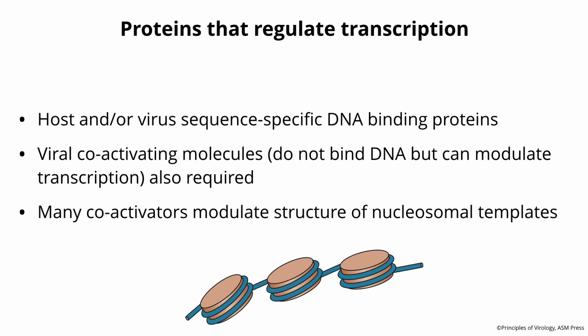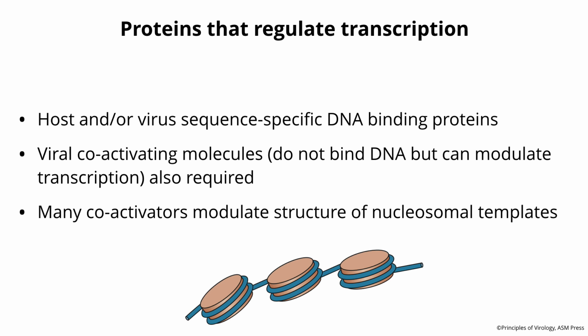There are other kinds of proteins that also regulate transcription, and we call them co-activating molecules. So I've just told you about sequence-specific DNA binding proteins in the previous slide. The modular ones, where one of the modules is a DNA binding domain. And those can be host or virus specific. So some viruses do encode some of those that modulate transcription. But there are also what we call co-activating molecules that are virus specific. They don't bind DNA, yet they can still modulate transcription. And we'll look at an example of that in a moment.